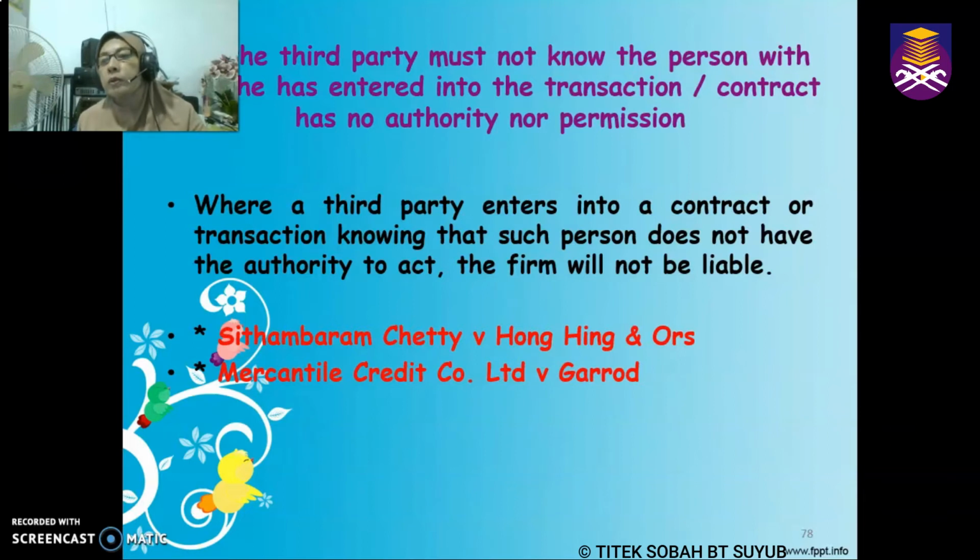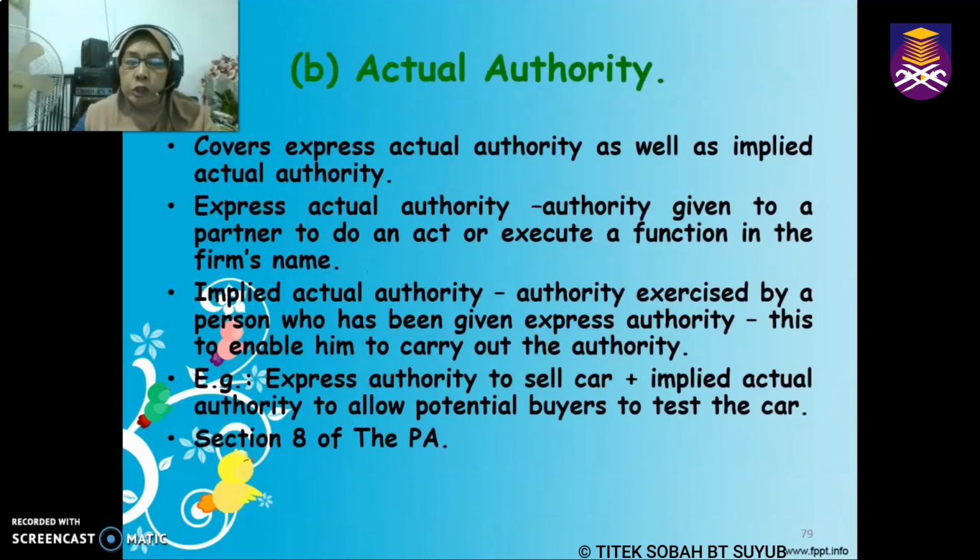If the person knows that this person does not have authority, of course the firm will not be held liable. But under this situation, he does not know. So the case of Sultan Baram Chetty and the case of Garrett can be used here. In Sultan Baram Chetty, the outsiders did not know that the managers did not have the authority. And in the case of Garrett also, the outsiders did not know that in the agreement this kind of dealing is not allowed. And that's why the firm is bound by the said transaction.